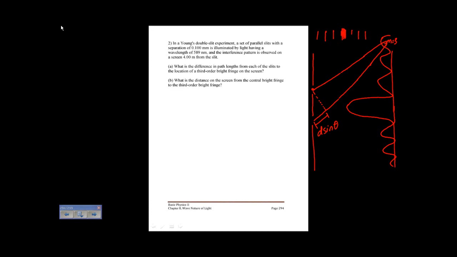But in this case, we don't know theta right off, but I know that d sine theta, in order to give me a third order fringe, is equal to m lambda. So for part A, I just say my difference in path length is equal to m times lambda. That's going to be 3 times 589 times 10 to the minus 9 meters. So the difference in path length is 1.77 times 10 to the minus 6 meters. So one light ray travels that distance further than the other light ray. This bottom light ray travels that distance further than the top light ray.